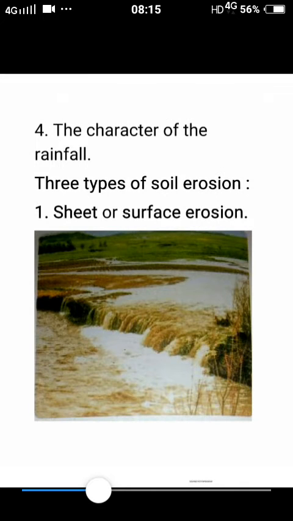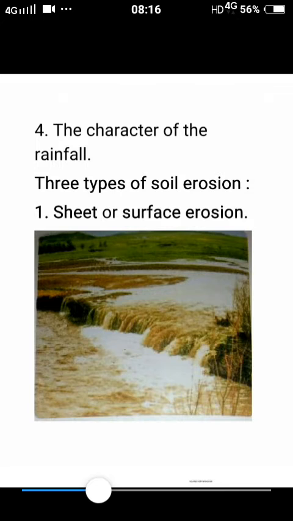The character of the rainfall. If the rainfall is fast and much water covers the area, it quickly removes the soil surface, the topsoil, so at that time soils can be removed fast. And if the rainfall is less or only very small drops fall, then the soil is removed very little. These are the factors on which soil erosion depends.